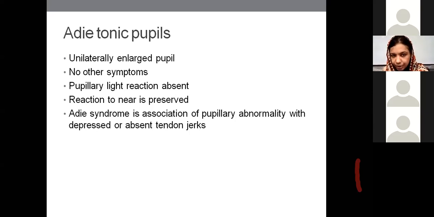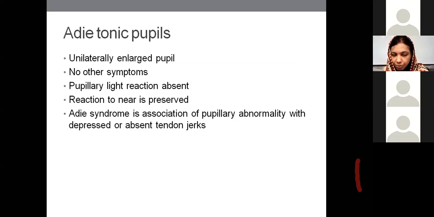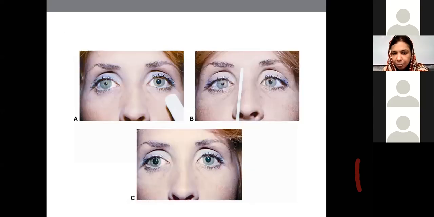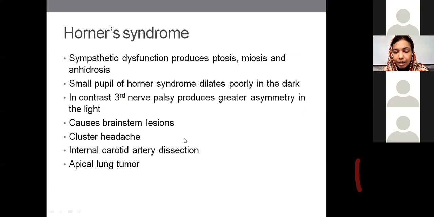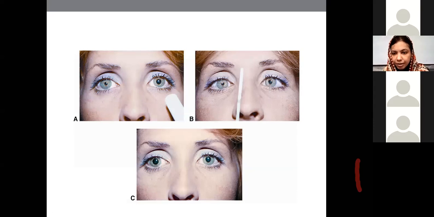Adie's tonic pupils. Now, what are Adie's tonic pupils? Unilaterally enlarged pupil. This is a unilaterally enlarged pupil. No other symptoms. Pupillary light reaction absent. So this is a pupillary light reaction which is absent in this eye, right? Reaction to the near reflex is preserved. This is a reaction to the near reflex and this is preserved, but the reaction to the light is absent.